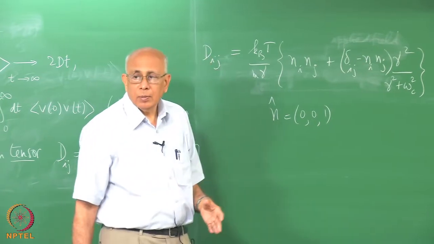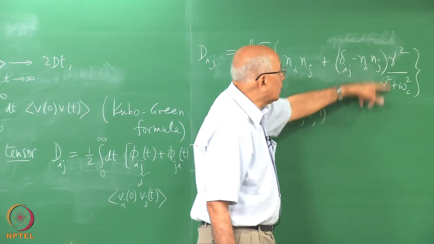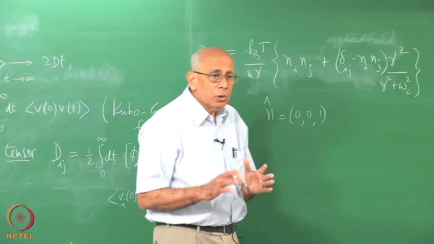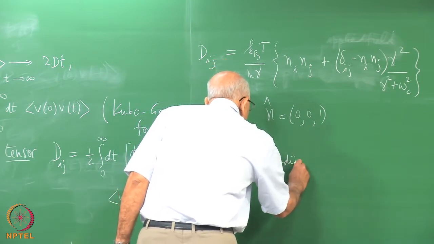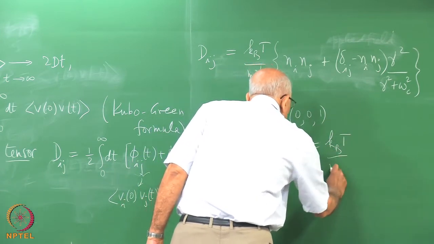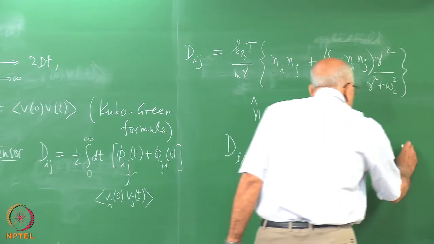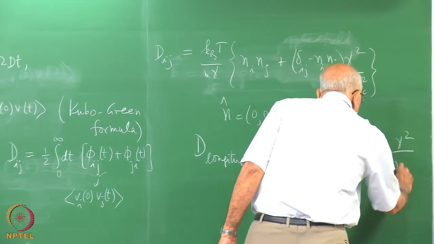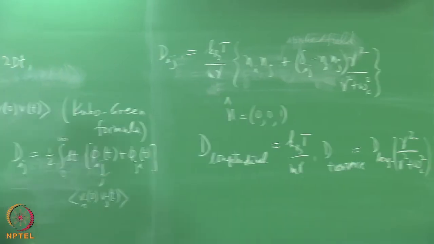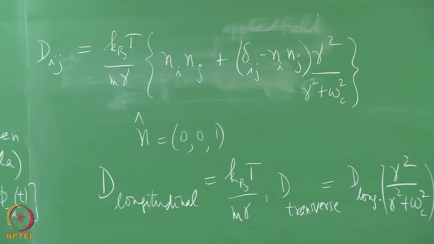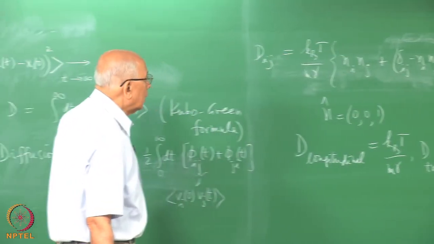On the other hand, if you look at D_11, for example, in this case, then this term is 0, doesn't contribute. That portion is 0. This gives you a 1 and it gives you gamma squared over gamma squared plus omega_c squared. So the diffusion coefficient in the longitudinal direction is equal to k Boltzmann T over m gamma as before, but the D in the transverse direction is equal to D longitudinal multiplied by this term. So it is therefore attenuated, it is decreased. If omega_c becomes much larger than gamma, then you can see the decrease is by a factor gamma squared over omega_c squared. Okay. That is exactly what this says.